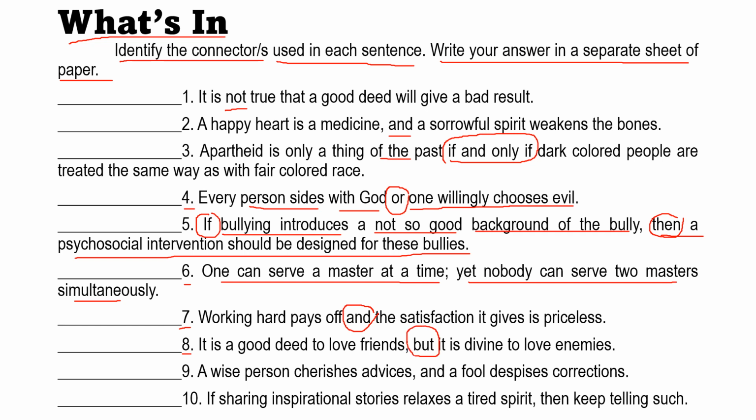So sometimes we use "but" as a replacement, no? And most of the time we use "but" as a replacement of your "and" that will represent your conjunction. Now, for sentence number 9, a wise person cherishes advices and a fool despises corrections. So there's an "and" here as a logical connector.